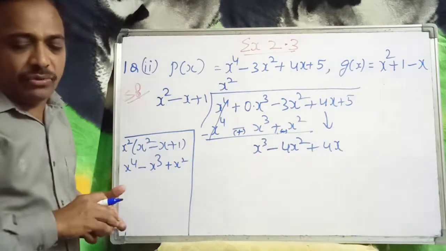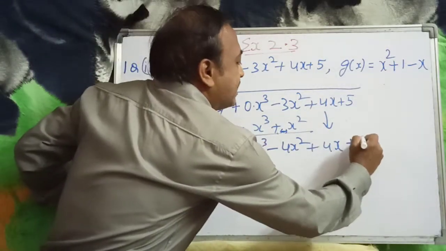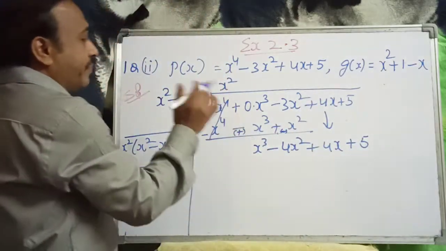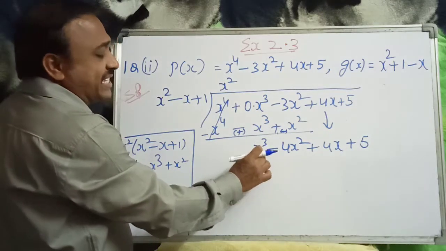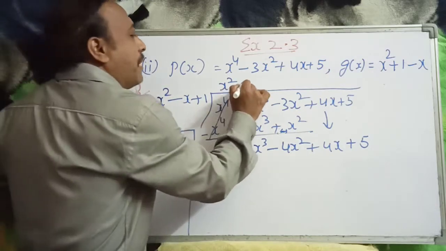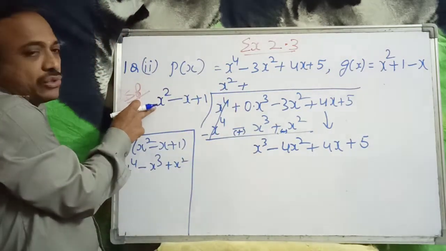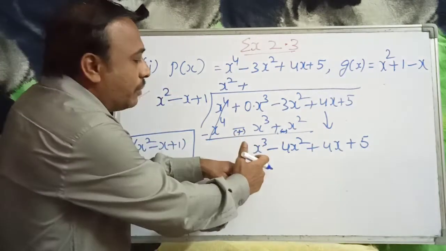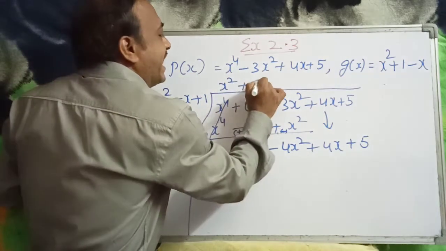Bring down the term plus 4x, then plus 5. Now for x square, the first term here is x cube, and here you have x cube with a plus sign, so put the plus sign here. To obtain x cube from x square, you have to multiply with x, so we write x here.